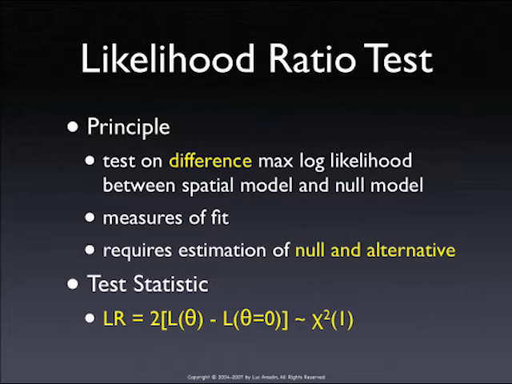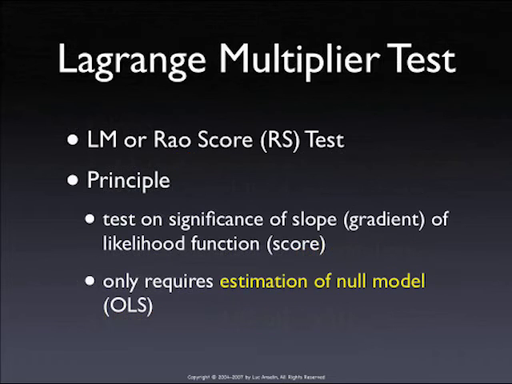And then the last one is the Rao score test or Lagrange multiplier test. The reason for these 2 names is that one was derived in the econometric literature and one was derived in the statistics literature.